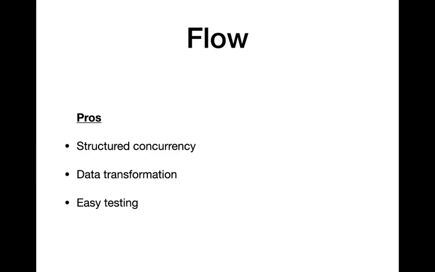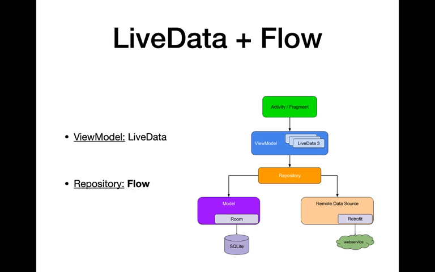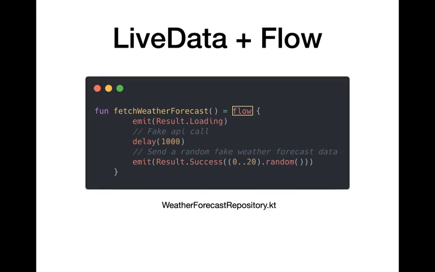And now we're going to change our repository layer with Flow. So in our repository layer, we're changing from suspend to Flow. In the ViewModel, we will still use LiveData. Let's see how we change the repository layer. So now we have the same function. We are removing suspend because now this is not a suspend function, since it's a cold stream.